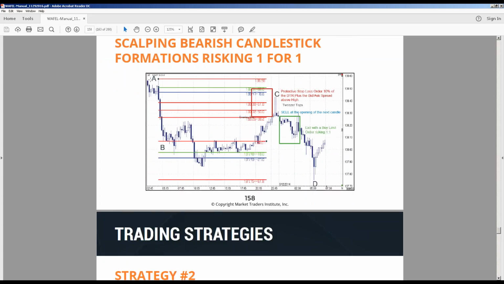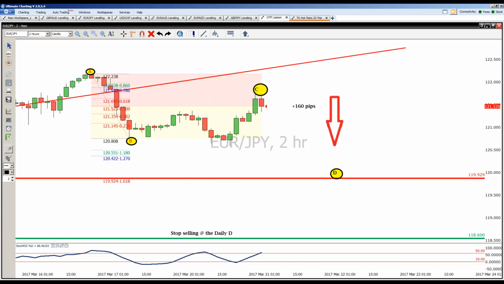Here's an example of a sell. We have a down AB boundary. Market's heading from the C to the D. We've got a beautiful bearish candlestick formation over there in the form of tweezer tops, and place my stop 10% of the daily trading range above the candlestick formation high. And if I'm risking 30 pips, then I need to target 30 pips. So let's go and have a look at this on the charts.